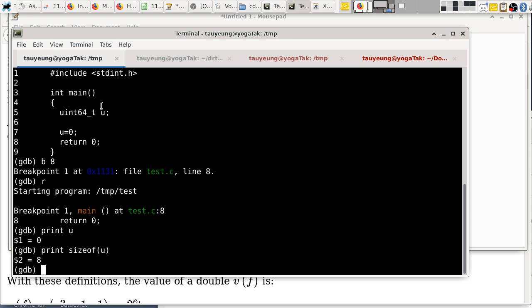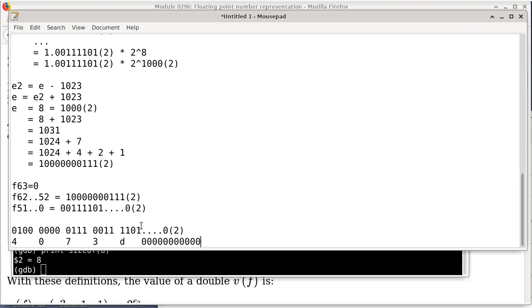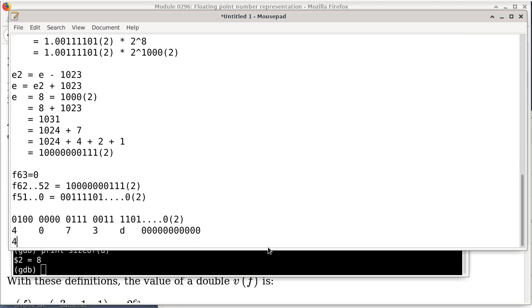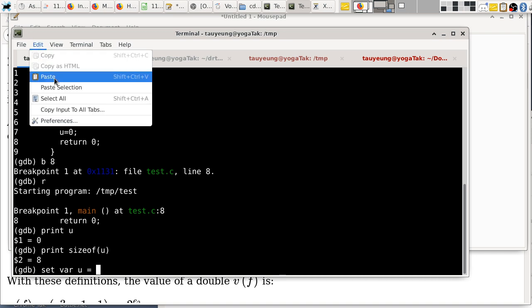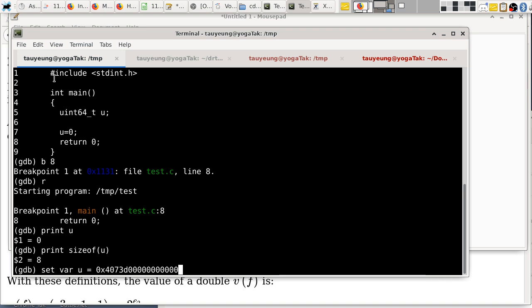So now the question is, how do I check whether the conversion that I did earlier is correct or not? In other words, we look at this number. So let's put everything together: 4, 0, 7, 3D, and then 1, 2, 3, 4, 5, 6, 7, 8, 9, 10, 11. And this is a hexadecimal number. So we take all this, Control-C to copy, go down here, and we say set var u equals to that thing. Okay, so I'm gonna do a paste. There we go. So this is a GDB command.